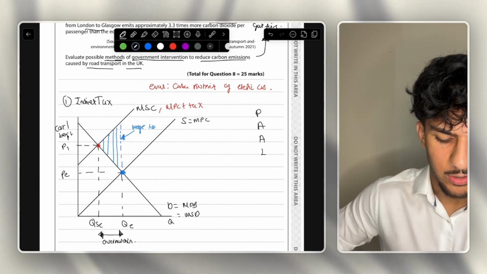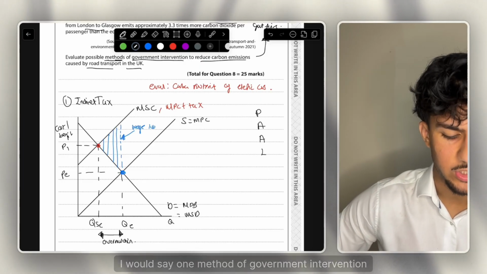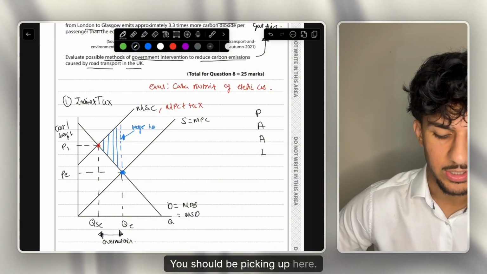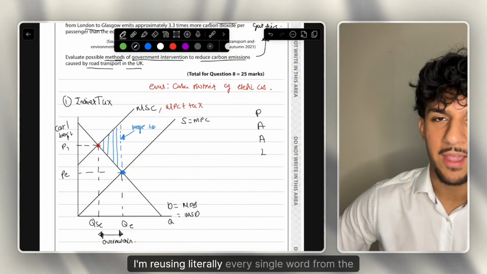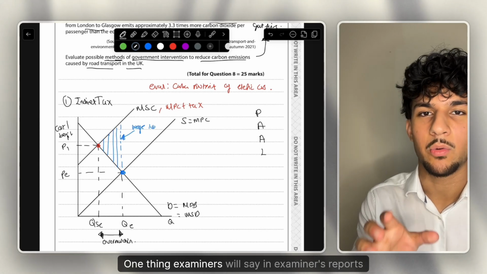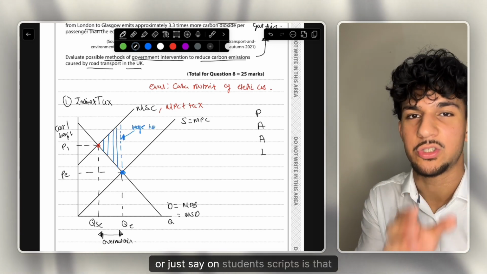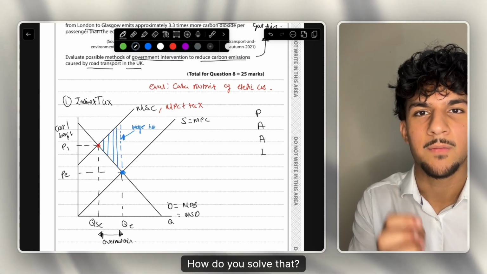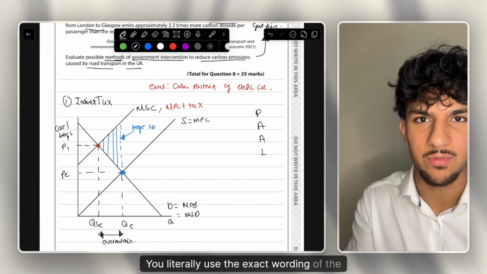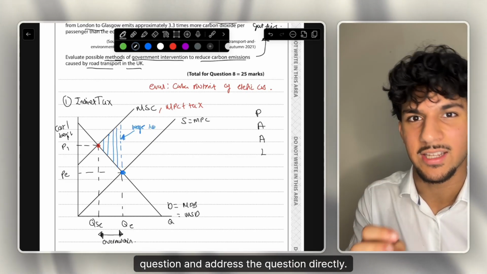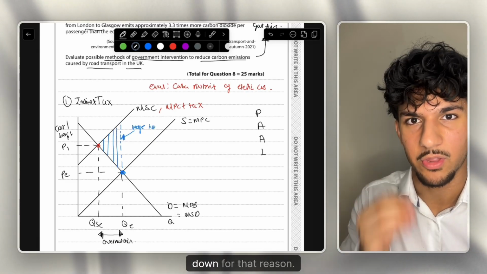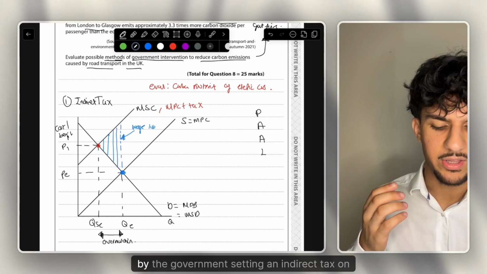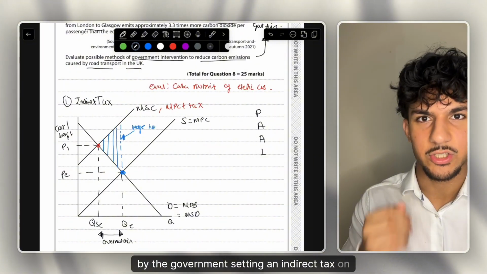So I would say one method of government intervention to reduce carbon emissions caused by road transport in the UK. You should be picking up here, what am I doing? I'm reusing literally every single word from the question. One thing examiners will say in examiners' reports, or just say on students' scripts, is that they're not directly answering the question. How do you solve that? You literally use the exact wording from the question and address the question directly, so you can never get marked down for that reason. So one method of government intervention to reduce carbon emissions is by the government setting an indirect tax on producers.